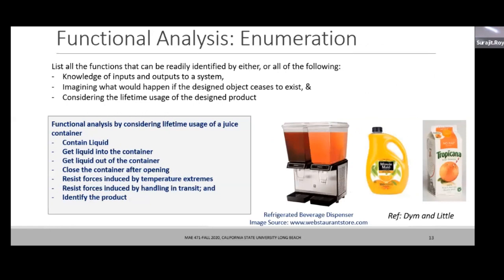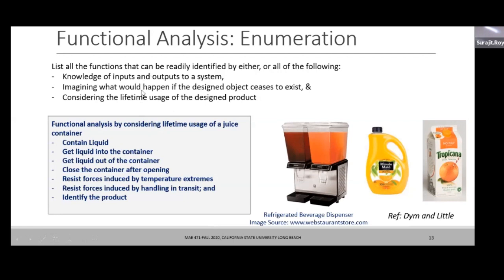So the next is the enumeration technique. Again, this is another tool for doing the functional decomposition. If your engineering judgment does not allow you to list all the sub-functions, or your reverse engineering does not let you see the existing design details, then what you can do is go through a list of questions about the functions of the product by asking whether you have knowledge about the inputs and outputs, which is a very basic step.